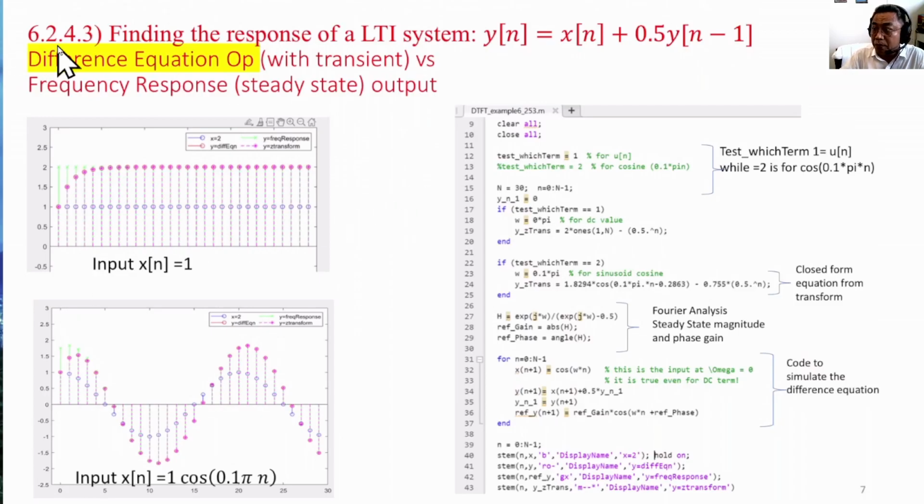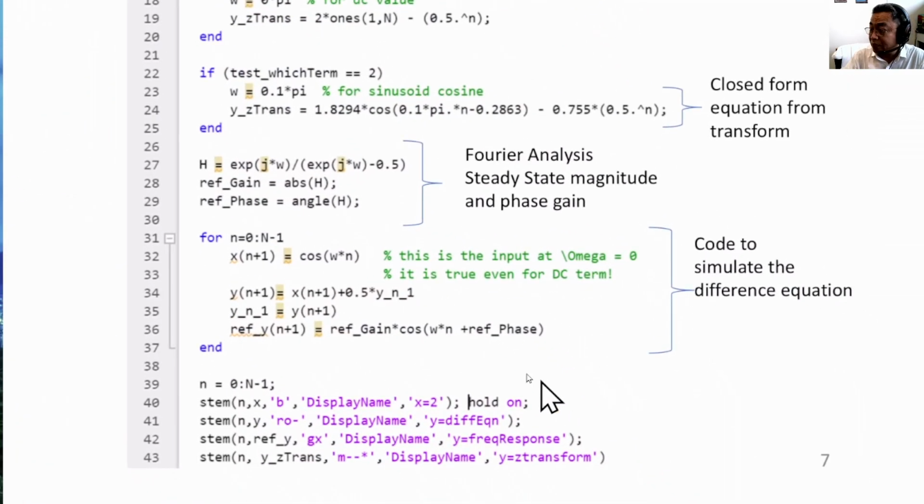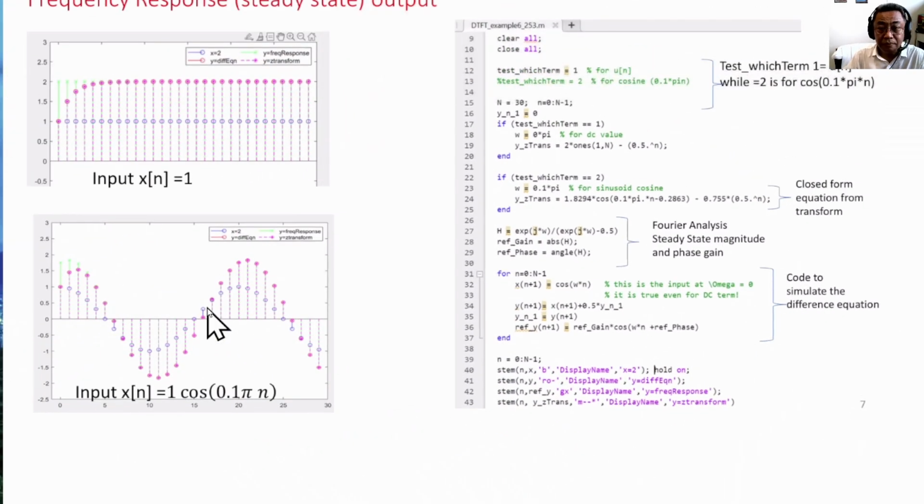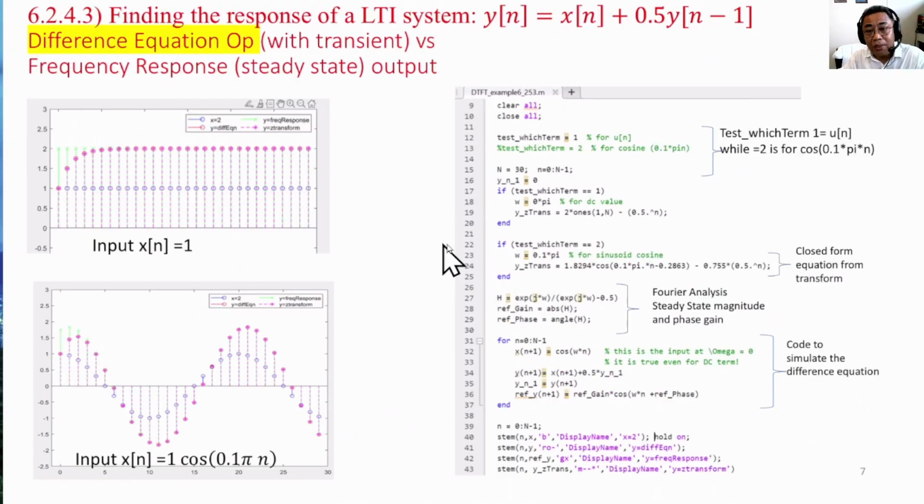This is 6.2.43. We're now going to find the response of the same difference equation, but this time we are going to use the difference equation. By using the difference equation, it basically means that we are going to write a code to simulate the output. We'll now show you how it's done in this part of the figure, which is a MATLAB code. You can also use Python code.